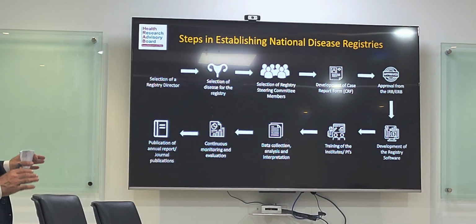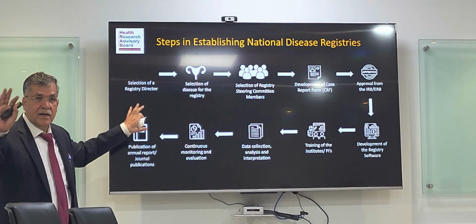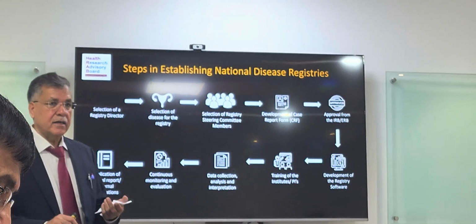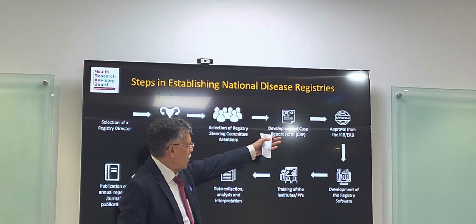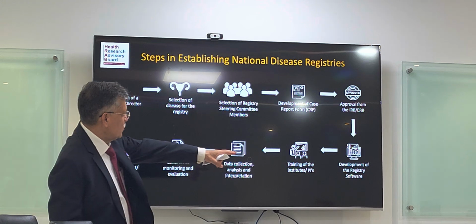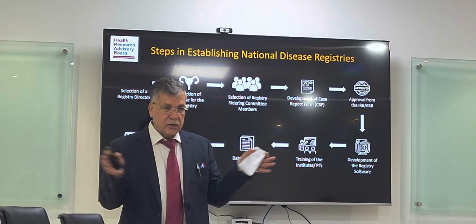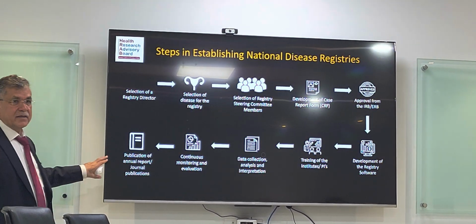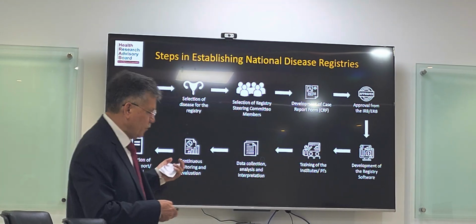And now these few slides are very important. What are the steps to establish these registries? The first step is the selection of the registry director, so that he can have some concept. Then selection of the disease, which is very important and needs some attention and registration. Then selection of the registry committee, developing the case report form, and approval from the IRB. That is very important. Until we have the ethical aspect, we cannot go ahead. Then development of software, and training of the institutions and the private researchers, so that there is uniformity in data collection. Then continuous monitoring, and publication is one of the parts, because that knowledge should be spread to other people so that they take full advantage of it.